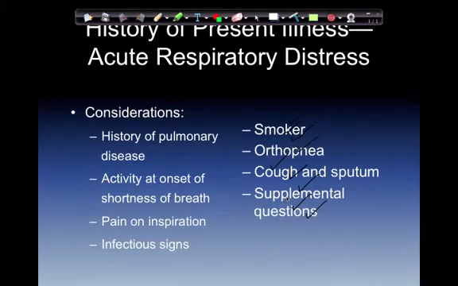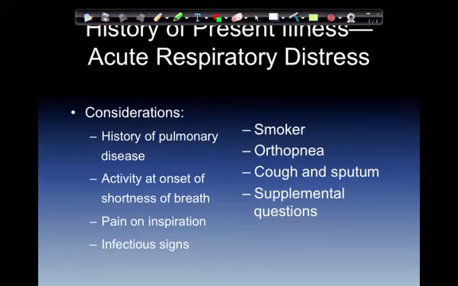History of present illness, acute respiratory distress. Consider if they've had any kind of history of pulmonary disease, and activity at the onset of shortness of breath. Were they doing jumping jacks or exerting themselves, or were they just sitting in a chair? Pain on inspiration may be pleuritic in nature. If they take a big deep breath in and it causes pain, that generally is not what cardiac symptoms are like. Nothing makes it better or worse for cardiac related. Are they a smoker? Do they have orthopnea?